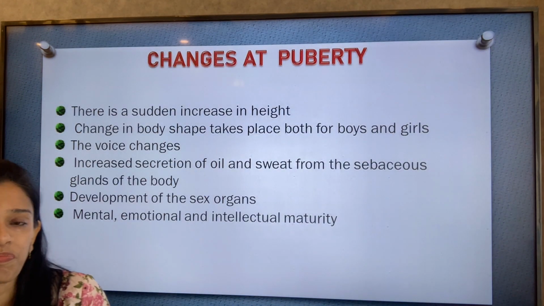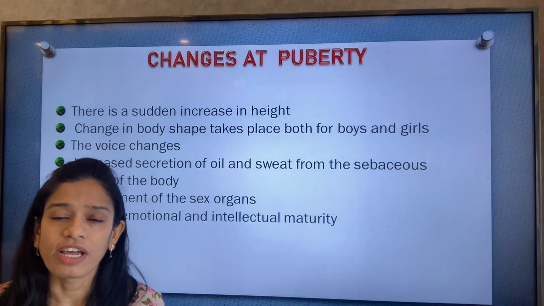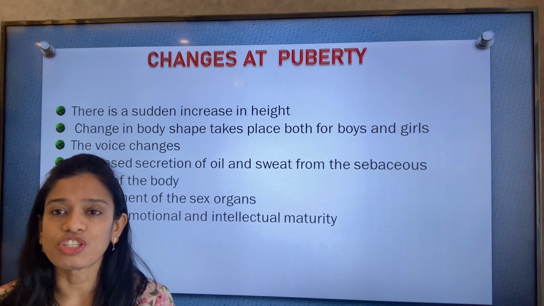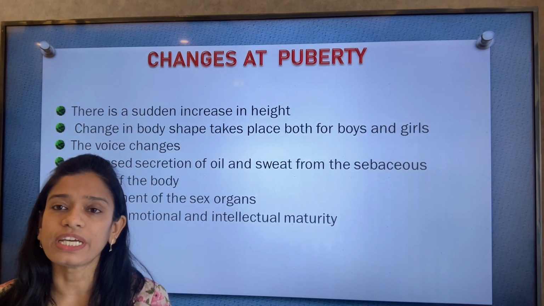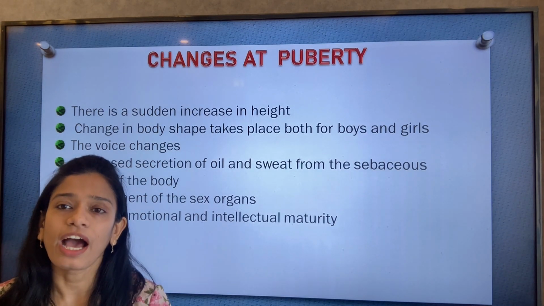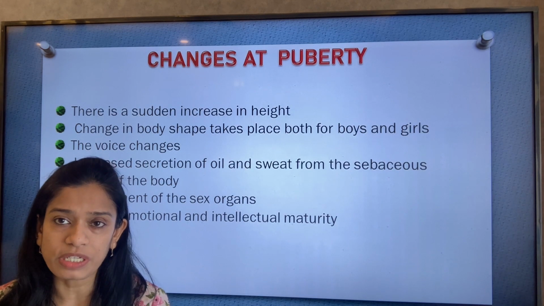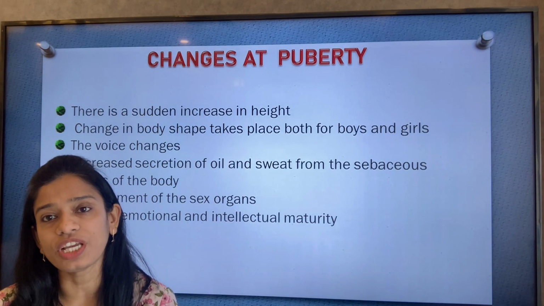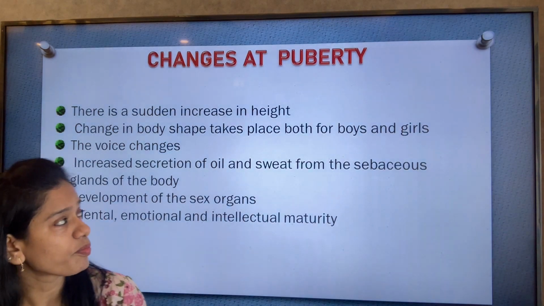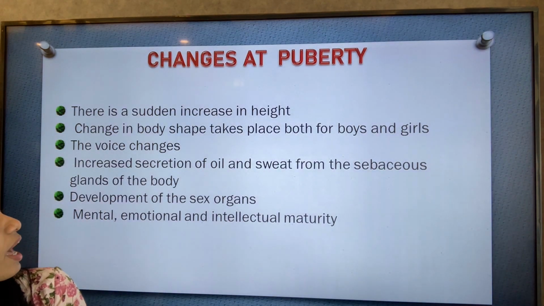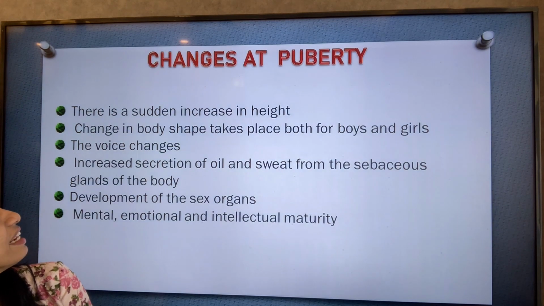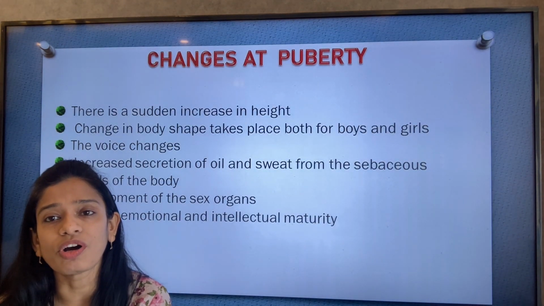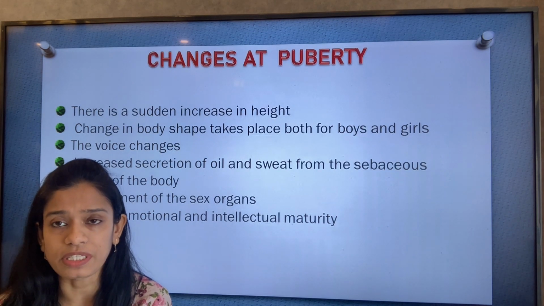So, changes at puberty. As I have told you just now, we enter the age of adolescence, and with the onset of puberty there are certain changes happening in our body. Now let's see what happens during puberty. There is a sudden increase in height. There is always a growth spurt.